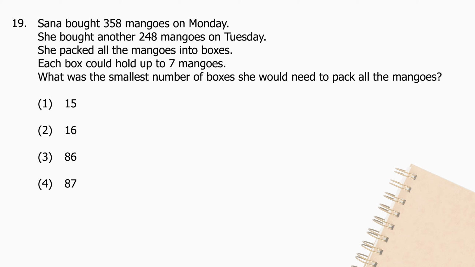Question 19. Sana bought 358 mangoes on Monday. She bought another 248 mangoes on Tuesday. She packed all the mangoes into boxes. Each box could hold up to 7 mangoes. What was the smallest number of boxes she would need to pack all the mangoes?